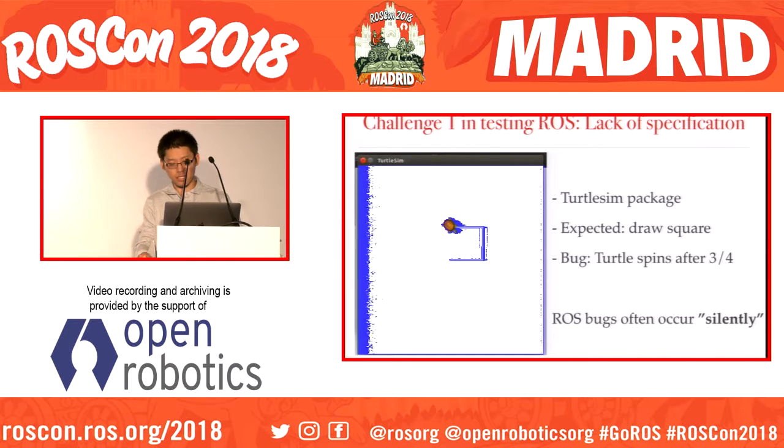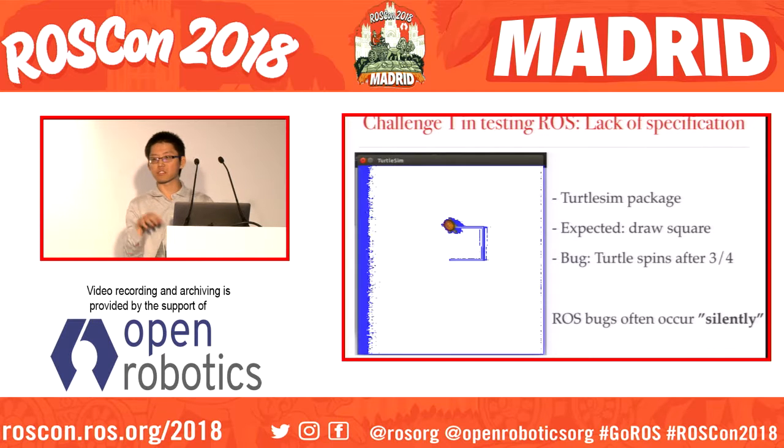So these are the first challenges that I want to talk about. Very important, the lack of specification. So here is the turtlesim package. It's a screenshot I got. It's a bug that I detected, and then I submitted a pull request. The pull request was accepted. The expected behavior of this turtle is to draw squares. The bug is the turtle spins after 1/3 of the square.